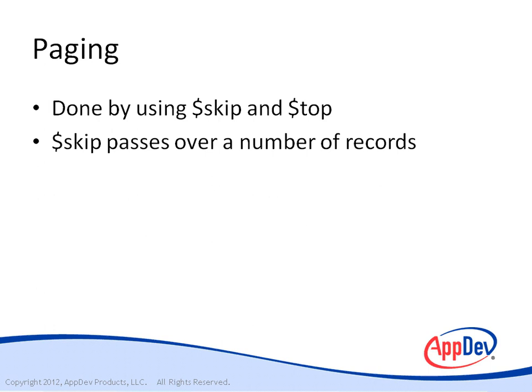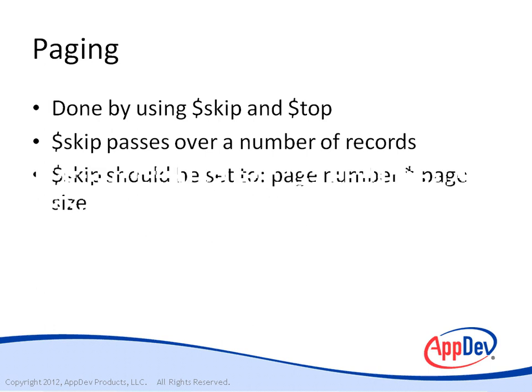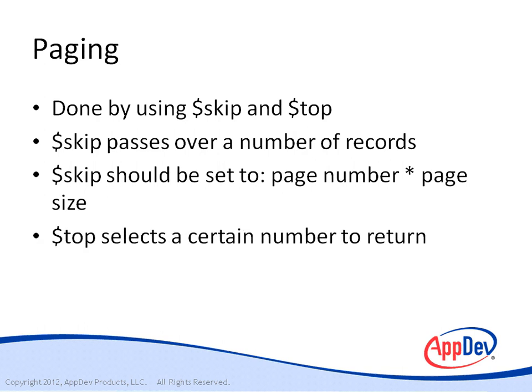Skip will pass over a certain number of records, and so you should set skip to whatever page number you're on times however many records you want on your page. So for example, if I'm on page 3, then I want to skip 20, right? I want to pass through the first 20 records and start with record number 21. Top selects a certain number to return.